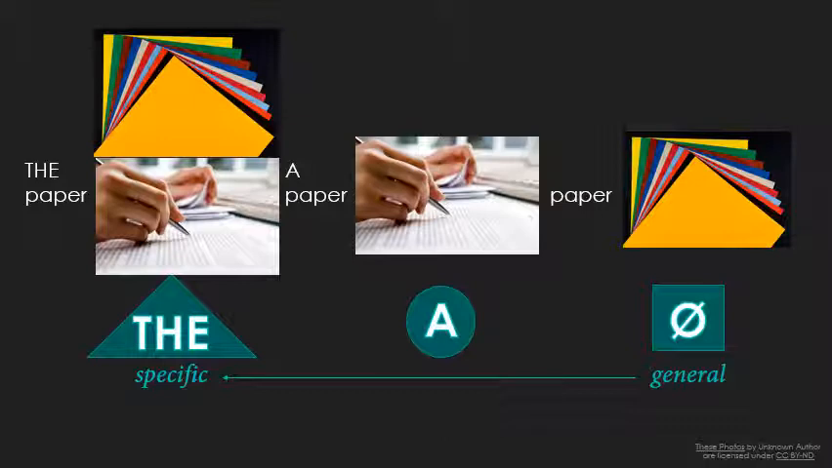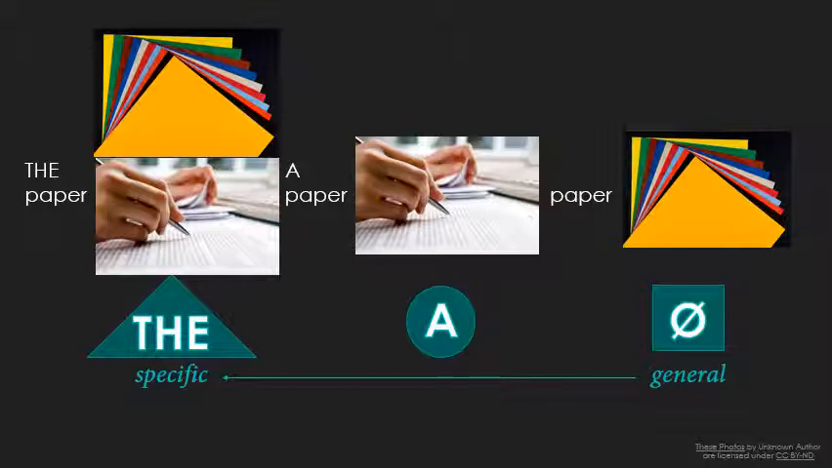Okay, now the paper can refer to either, because remember, the definite article the doesn't have anything to do with countable or uncountable. So the paper that I bought at the store, the big old sheet, or the paper that you gave me, the single sheet of paper that you gave me, or the essay. Okay, the teacher is grading the paper.